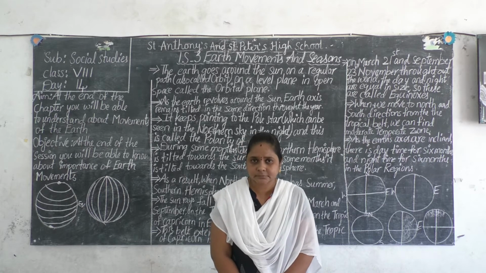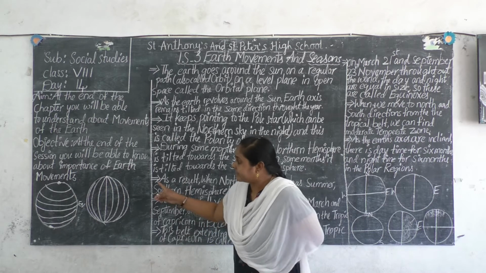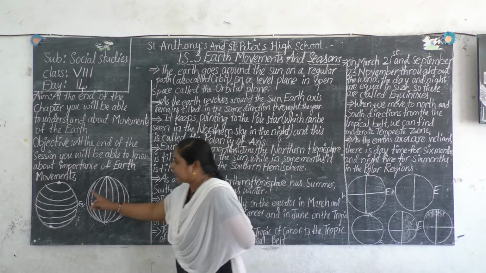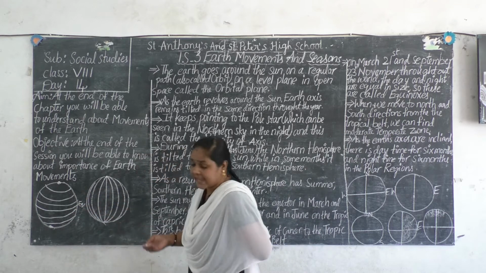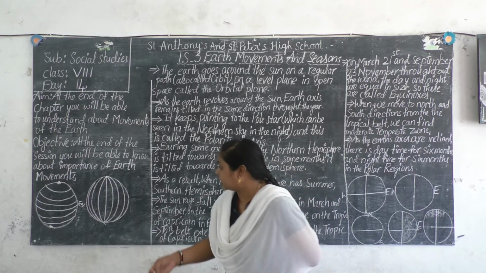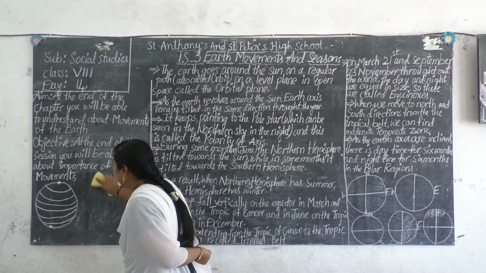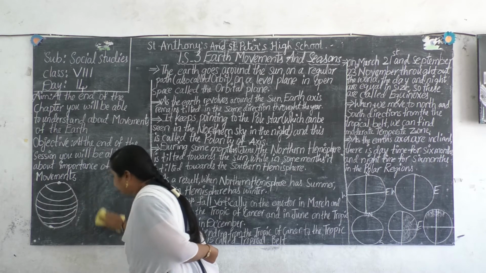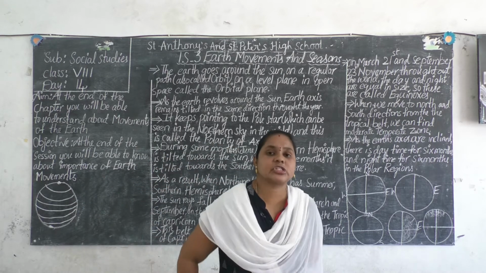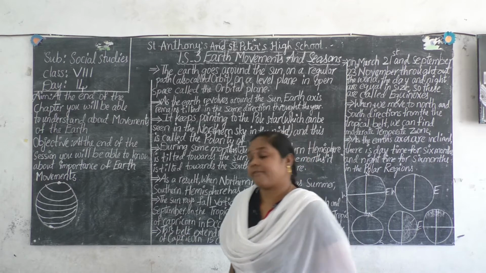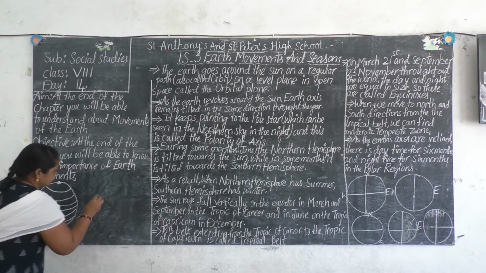Am I clear? Okay. And the very important thing, how you are learning the latitudes and longitudes, like that only you have to learn directions. Directions are also very important, children. How many directions do we have? There are 4 main directions.